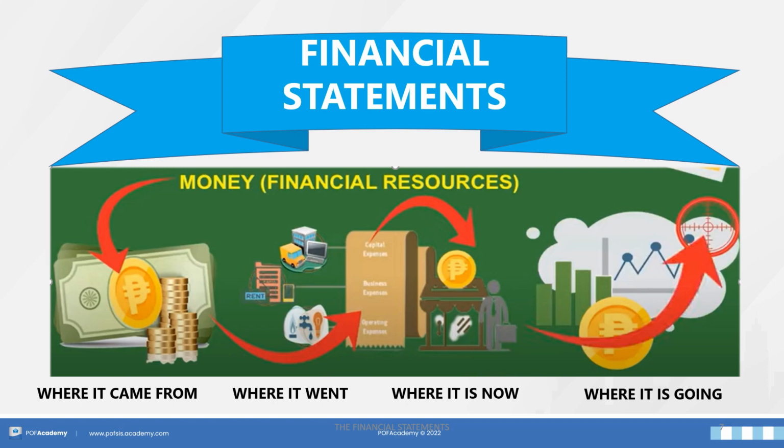Aside from the sources of financing and the spending of the company and the ending balance of its cash, the financial statement also tells us where the money is going, and whether it will be used for expansion or reinvestment objectives of the company. All of this information is contained in the financial statements. To elaborate more, since the financial statements are reports, we will discuss first the process of how to come up with these reports.